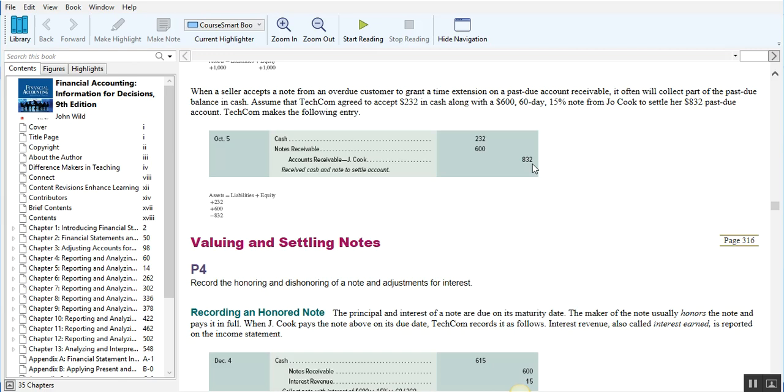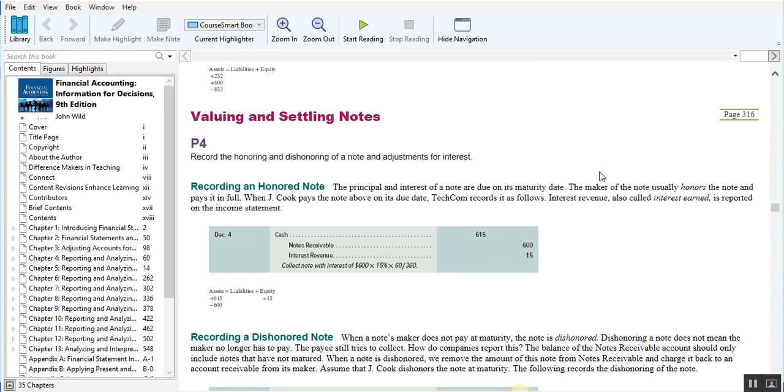So in essence, what we're doing is our customer, Cook, has come in and said, I can't pay the 832, but I can do the 232 and give you a note for interest. You say, okay, we'll do that. And this is how we establish the note and close out the accounts receivable.